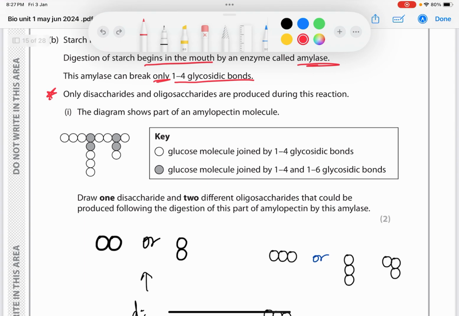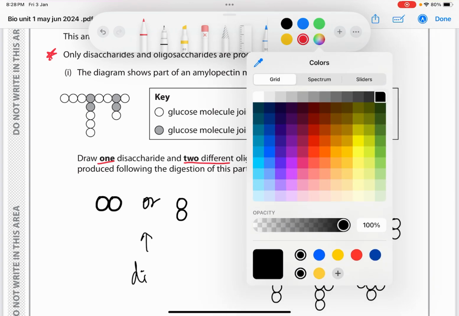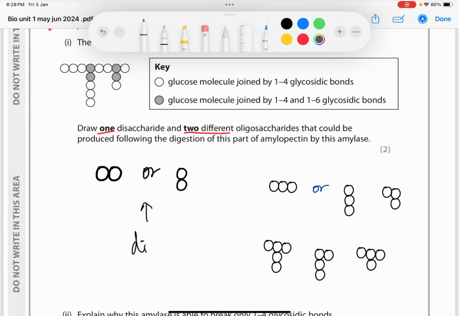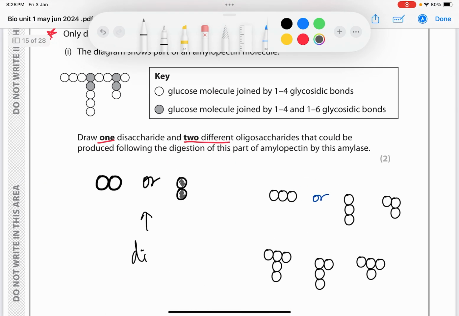The diagram shows part of an amylopectin molecule. Draw one disaccharide and two different oligosaccharides that could be produced following the digestion of this part of amylopectin by amylase. My fault, I forgot to color in my diagram. For the disaccharides, we can have two just normal white glucose molecules, like here, or we can have two molecules right over here that are joined by the 1 to 4 and the 1 to 6 glycosidic bonds.